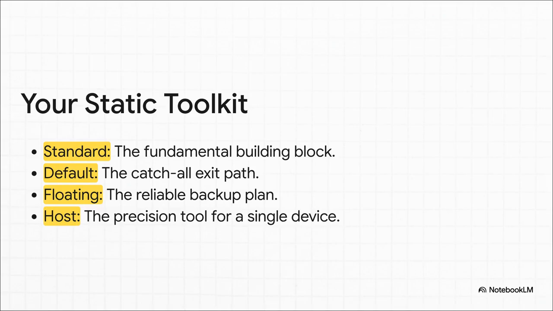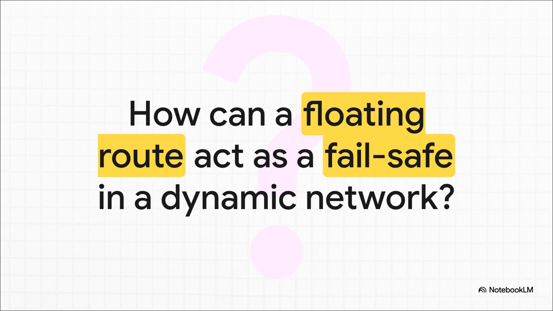So let's just do a quick recap of our static routing toolkit. You've got your standard route, that's the basic building block. You've got the default route, which is your catch-all path for everything else. There's the floating route, your super smart backup plan, and finally the host route, which is that precision scalpel for a single device.